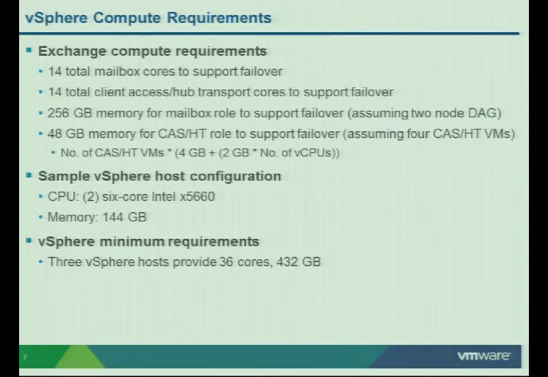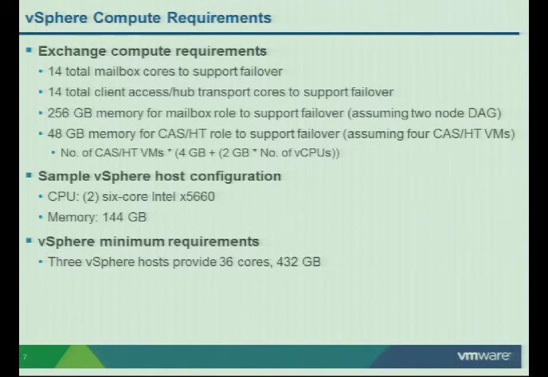48 gigs of RAM for the client access and hub transport servers, that number really just comes out of best practice from Microsoft. Allocate 2 gigs of memory per core or per vCPU, and an additional 4 gigs for the OS and the apps.